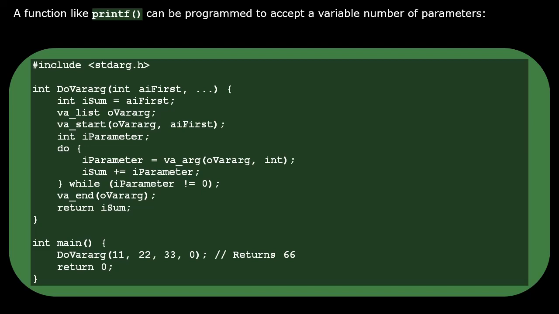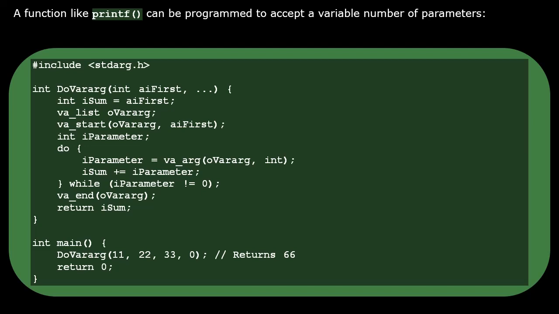If you want to have that same kind of flexibility for your own function, then you can use this three-dot notation. These three dots must be at the end of your function's parameter list and must be preceded by a normal parameter, like this AI first parameter.